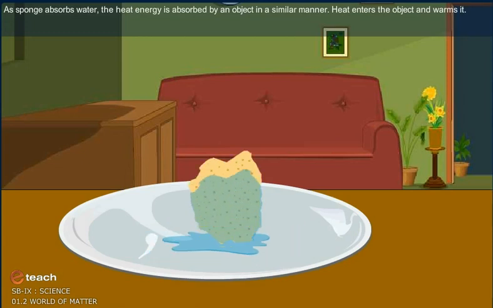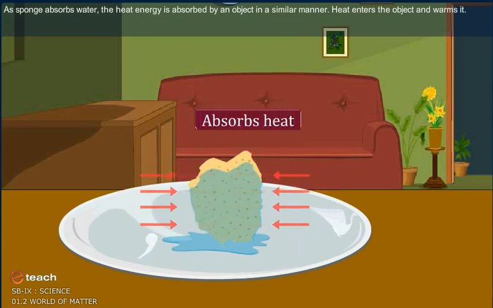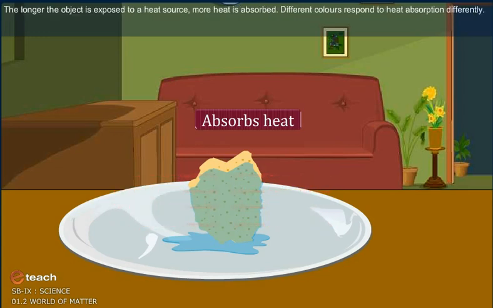As sponge absorbs water, the heat energy is absorbed by an object in a similar manner. Heat enters the object and warms it. The longer the object is exposed to a heat source, more heat is absorbed. Different colors respond to heat absorption differently.